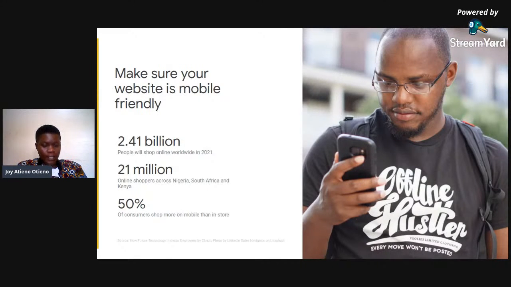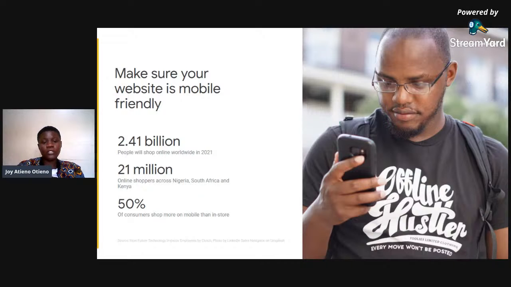The rule number 1 is make sure your website is mobile friendly, right? Recent statistics show that over 50% or over 60% of all global search traffic comes from mobile phones. So more and more people are increasingly spending more time on their phones. So it's important that in everything that you do, you want to make sure that your website has a responsive design that makes it mobile friendly.